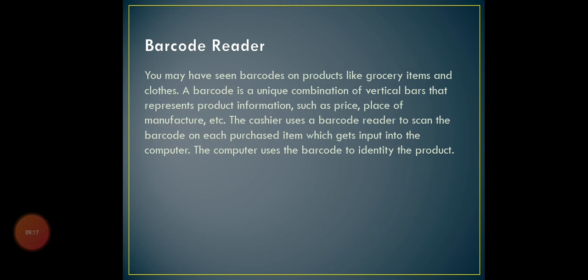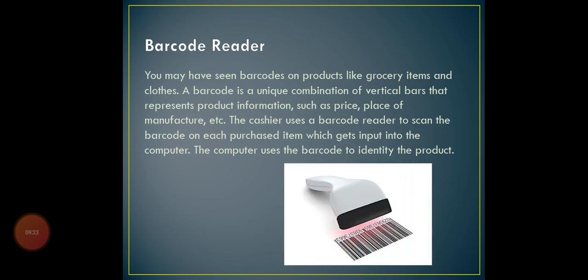Barcode reader. You know what is it? Now I show you the picture so you can easily understand what is it. See, you have seen it many places. You may have seen barcodes on products like grocery items and clothes. A barcode is a unique combination of vertical bars that represents product information such as price, place of manufacturer, and the cashier uses a barcode reader to scan the barcode on each purchased item which gets input into the computer. The computer uses the barcode to identify the product.